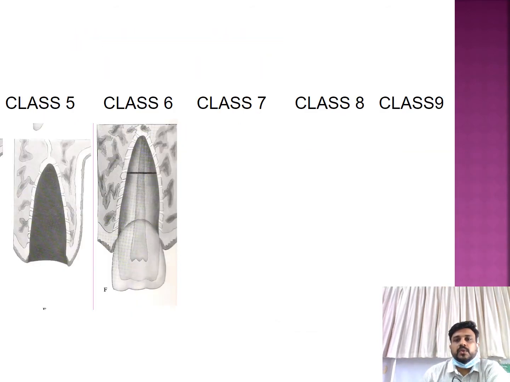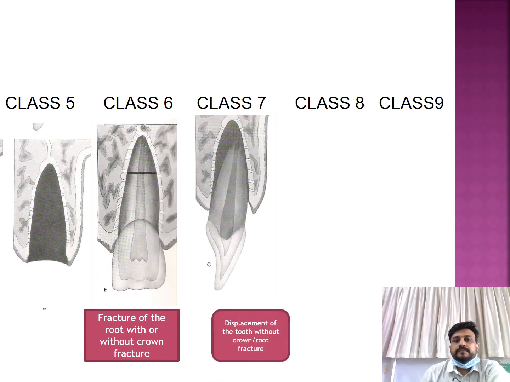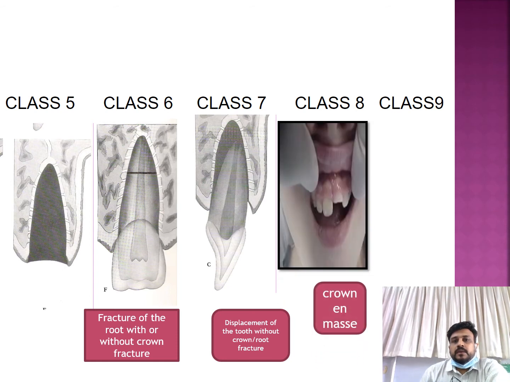Then class 5, I told you, avulsion. Avulsion means complete dislodgement of the tooth from its socket. Then class 6, root fracture, which can be with or without crown fracture. Then class 7 is displacement. Class 6 was fracture, whereas class 7 is displacement. Then class 8 is crown en masse. A big part of the tooth is gone. You can see in the picture a big part of the crown portion is gone.